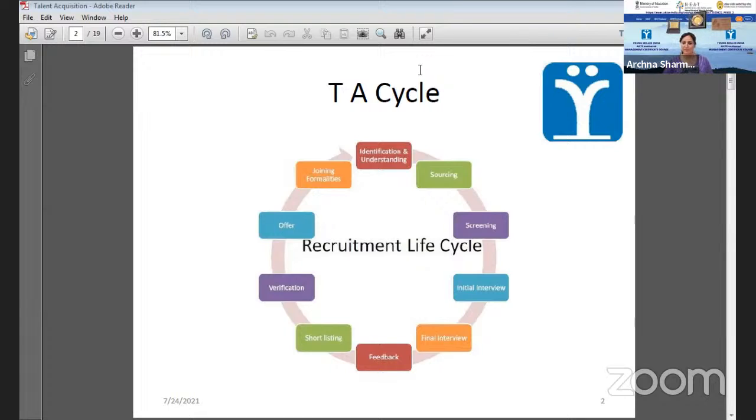फिर आता है आपका joining formality, which is you can see in orange. The joining formality is basically forms of PF, ESI. You give them training, कि क्या क्या उनको function में काम करना होगा, what exactly is the role that they have to play. Company की policies का introduction. So that 2 onboarding days are very important days for people in the organization. That's all your talent acquisition cycle. That's how it works. Alright. Any questions so far in this cycle?